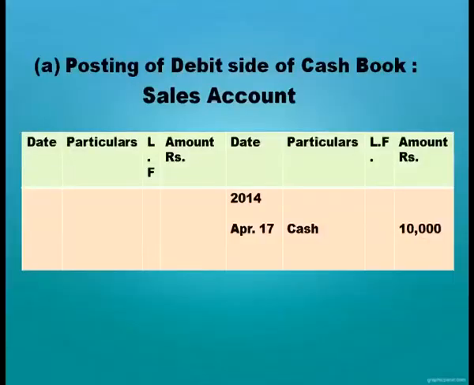Posting of the debit side of the cash book. Here we have cash account debit to sales as an entry. We have already posted it in the cash book. So, how will you post in the sales account? You have to open the sales account and post on the credit side by cash, amount and date in the respective columns. On the debit side of the cash book you have seen the sales, and you are opening that account, and on the credit side you are posting.